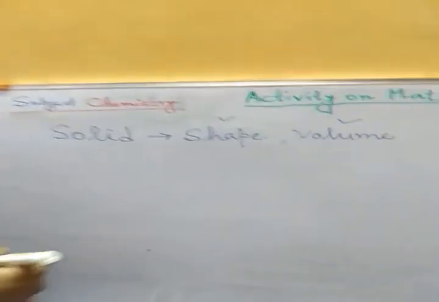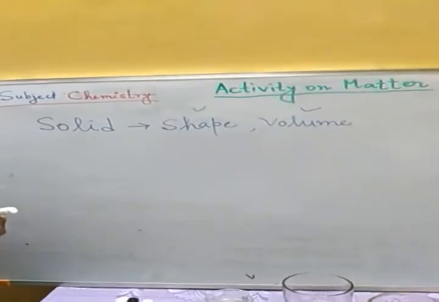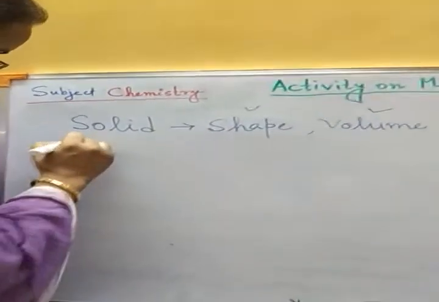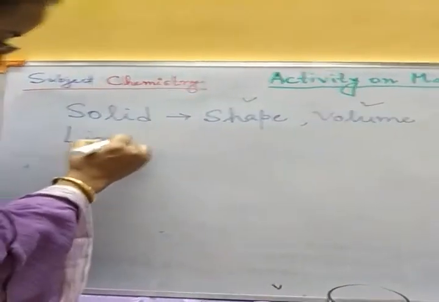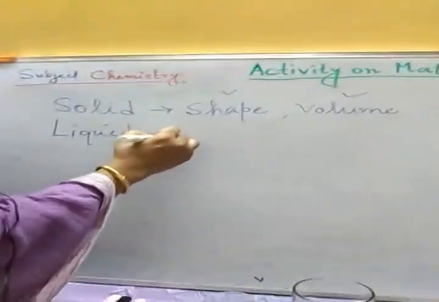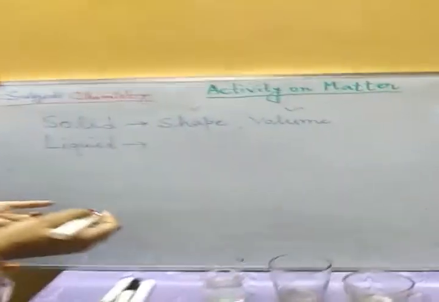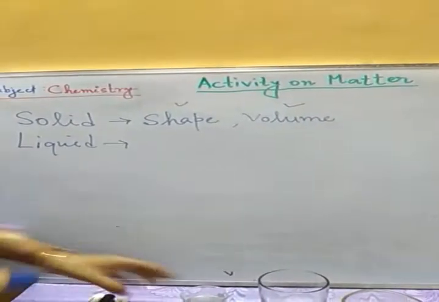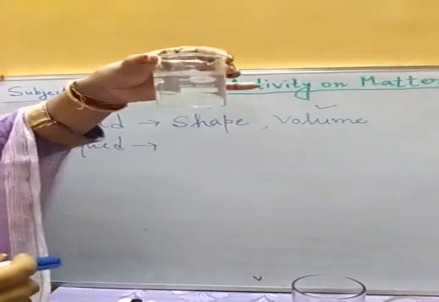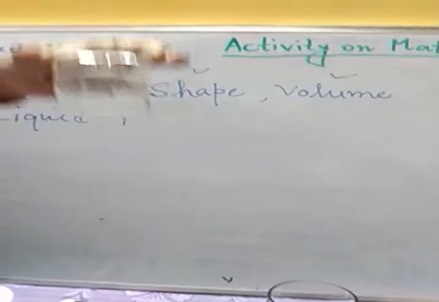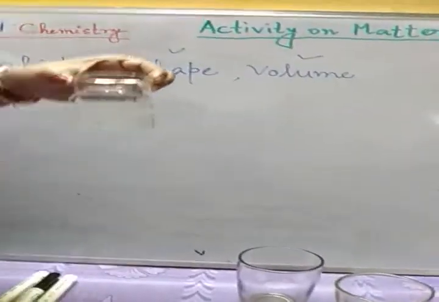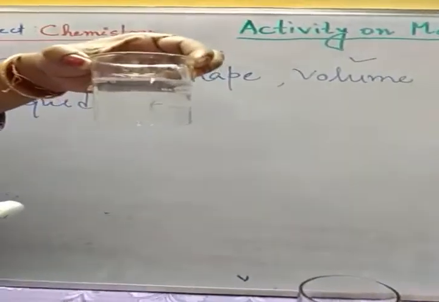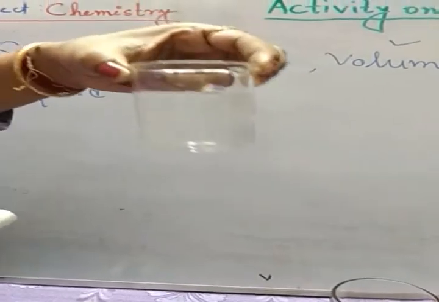Now let us see what about the liquid. If we take some liquid, then will it show a fixed shape or a fixed volume or something else? So here in this beaker we have taken some liquid. This is water, which is a liquid. Now you can see here water has taken the shape of the beaker.